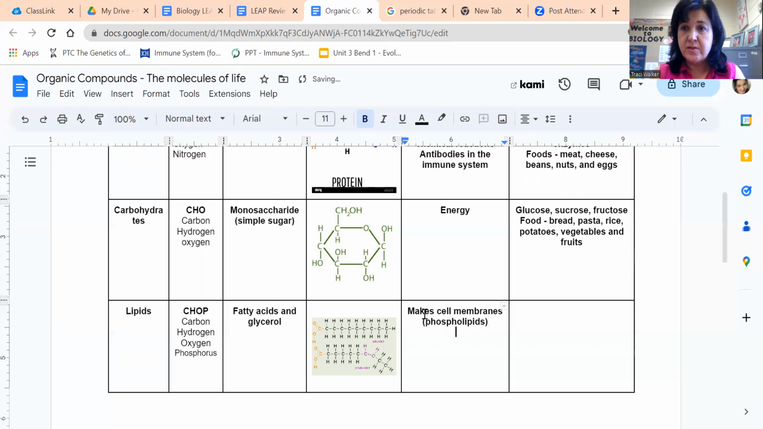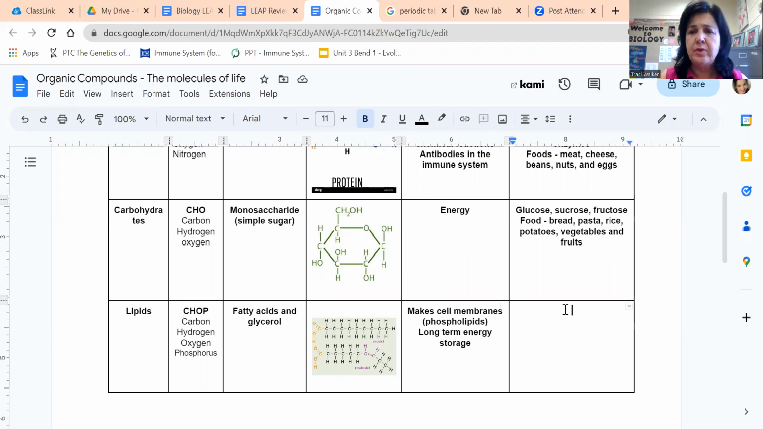But lipids are also used for long-term energy storage. So don't get this mixed up with carbohydrates, because carbohydrates are your main source of energy. But if you always need some extra energy for times when you've burned up your carbohydrates and you need a little more energy, that's when your body turns to your long-term energy storage in your lipids.